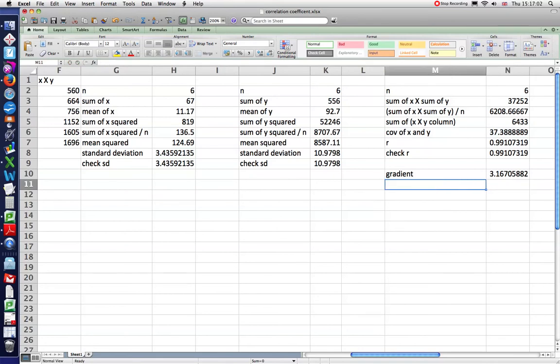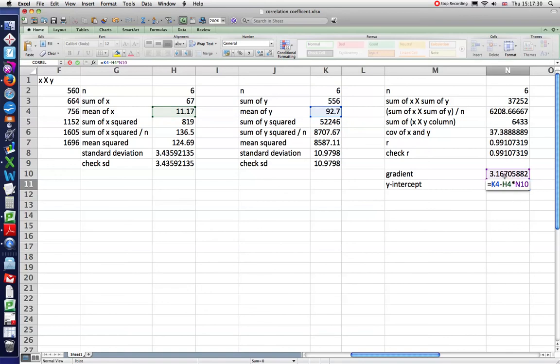Now, a little bit more tricky to find our y-intercept. What we need is the means of our x and y and the gradient. So this is y-intercept. Okay, so just watch carefully for this formula. So it's going to be equal to the mean of y minus the mean of x multiplied by our gradient. So our y-intercept is 57.3. Therefore, our equation of the regression line is y equals 3.17 x plus 57.3 to 3 significant figures.